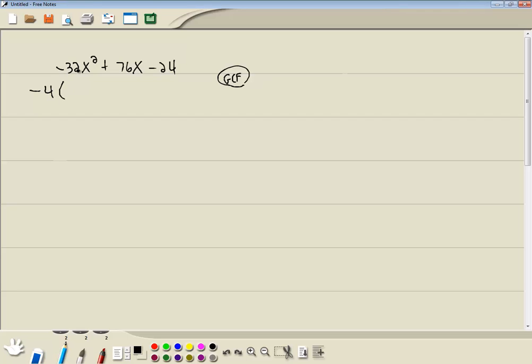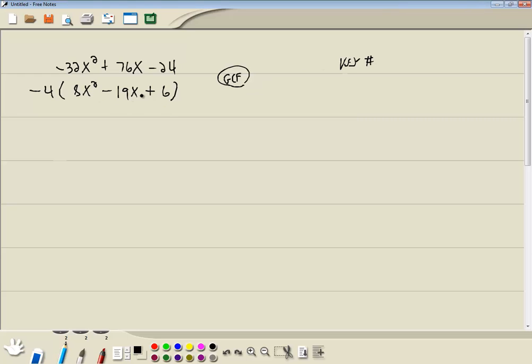So negative 32 divided by negative 4 is 8x squared, minus 76 divided by negative 4, which is negative, let's see, 1 and 19x, minus, or plus, because negative 24 divided by negative 4 gives you a plus 6. Let me double check this one. Okay, that looks good.